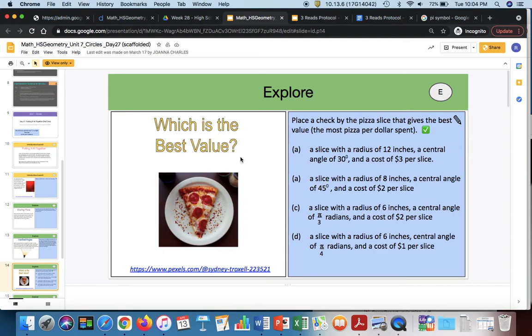I really love this question where we ask what the best value of a slice of pizza is, very relatable to all students. And we're given the central angle in degrees and radians, a radius for each, and then a cost per slice. So I would like to introduce a protocol that I think would be very valuable in this question. And that protocol is going to be called the 3 reads protocol.